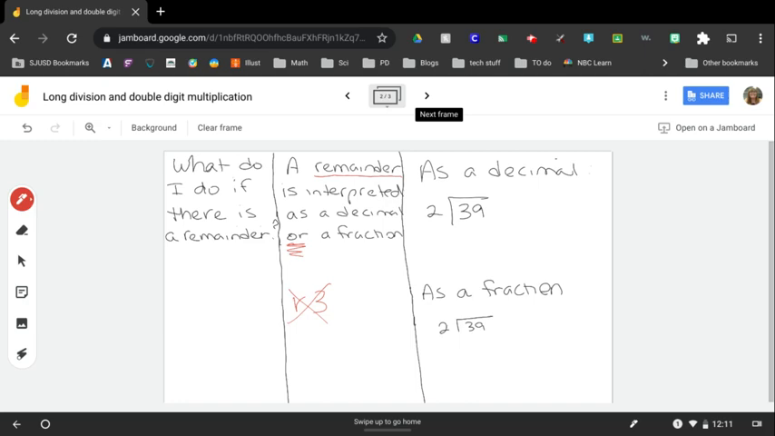A remainder from 6th grade on up is going to be interpreted or seen as either a decimal or a fraction. So your answer at the very end of your division problem will either become a decimal or a fraction. For instance, as a decimal, 2 can go into 3 1 time. 2 times 1 is 2. 3 minus 2 is 1. Bring the 9 down. 2 can go into 19 9 times.